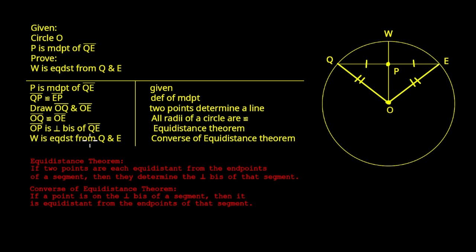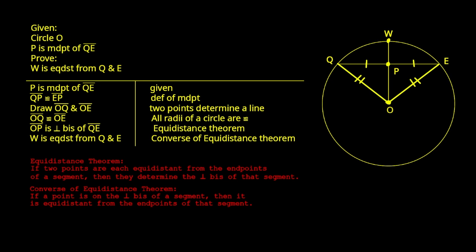Next, W is equidistant from Q and E, converse of equidistance theorem. You can think of it as if we extend OP, we get to W. You can think of W being along the line OP. You can think of W being collinear with O and P, however you would like to think about it.